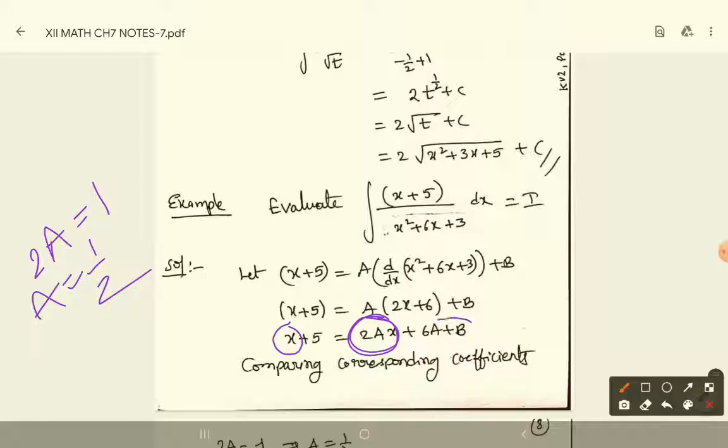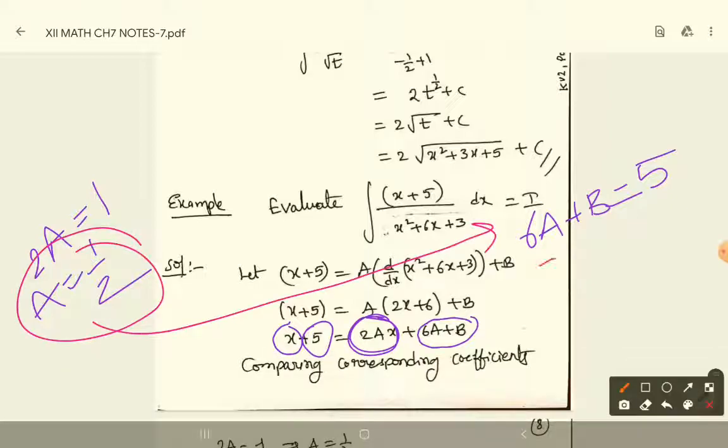Then the constant on the right side is 6a plus b, and the constant on the left side is 5. So substitute a is equal to 1 by 2. Substituting here, 3 plus b is equal to 5, so b is equal to 2. After finding the a and b values, look at what I am going to do.